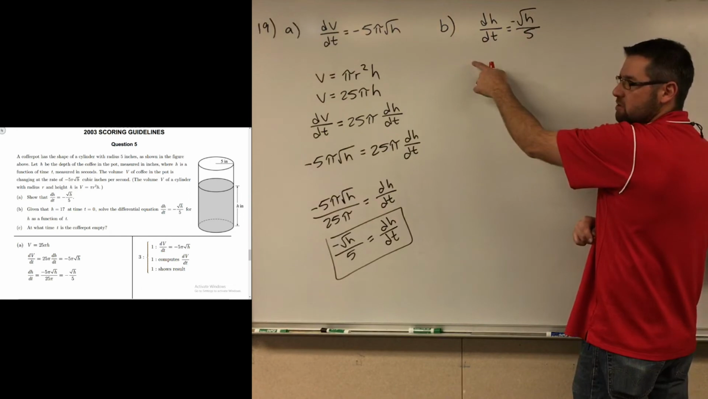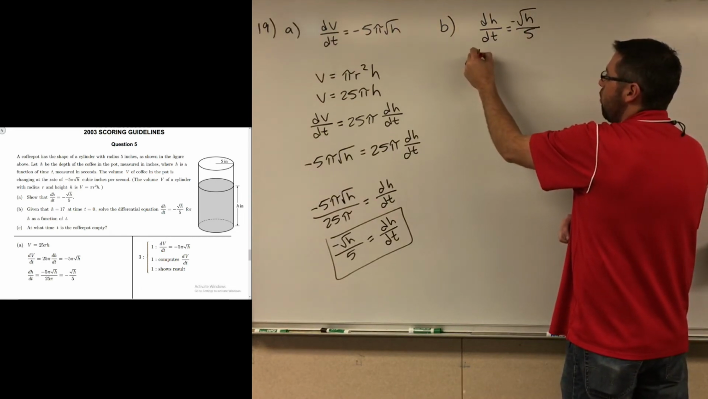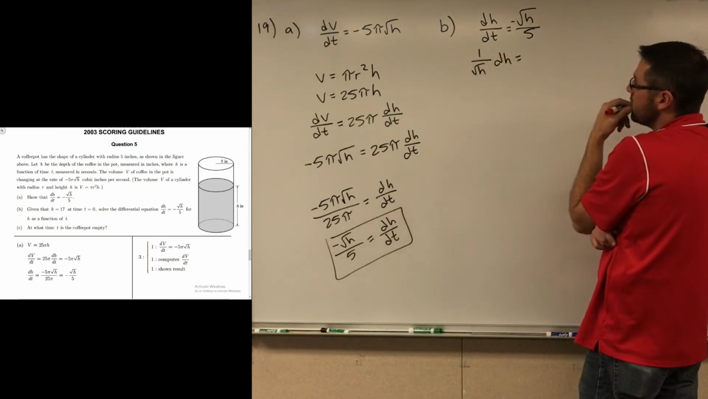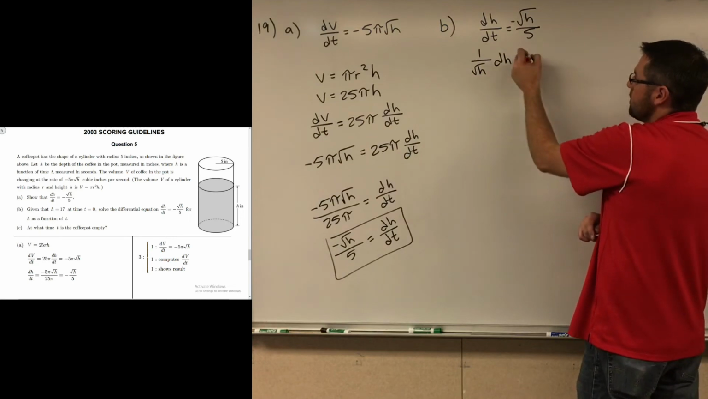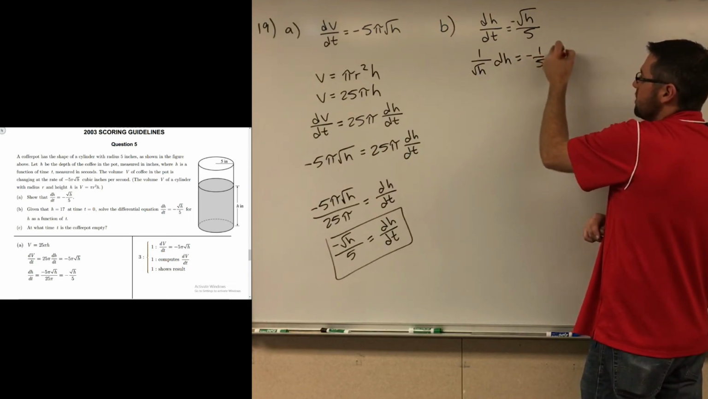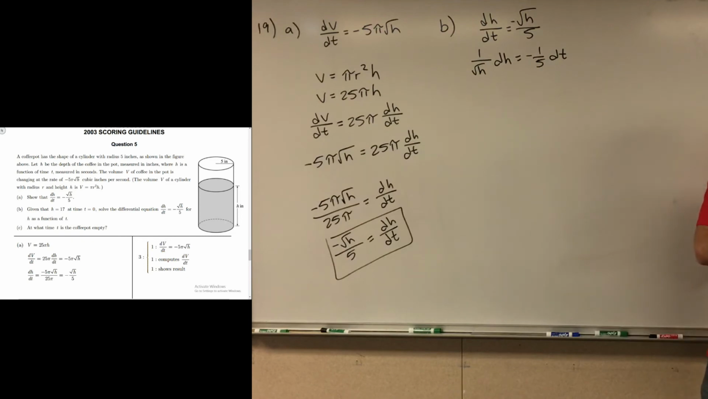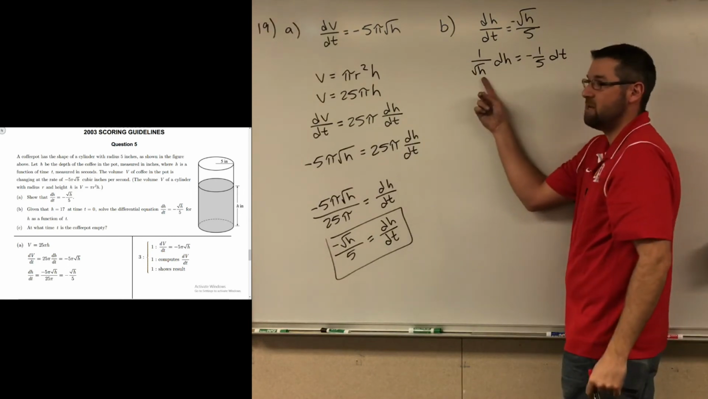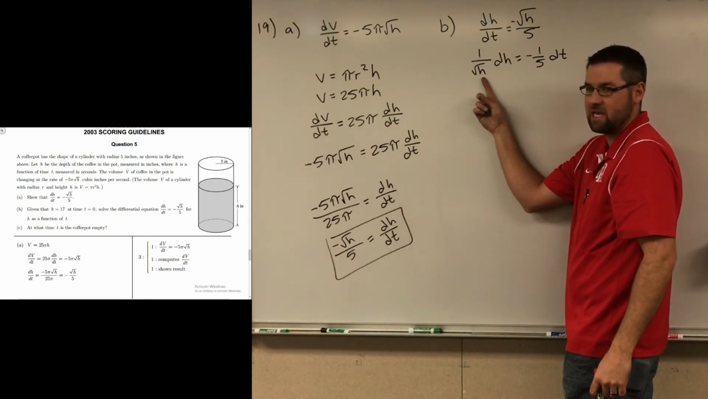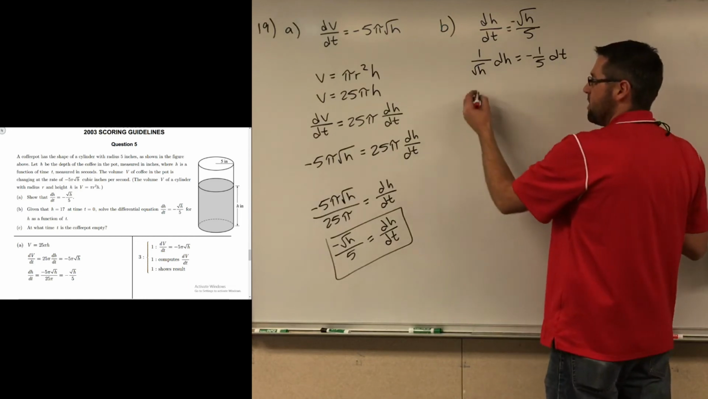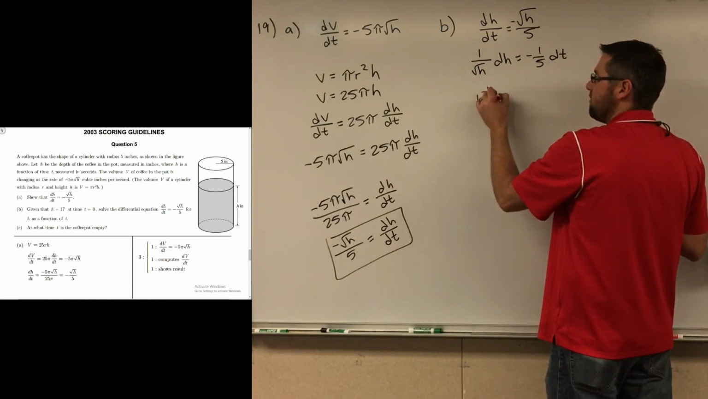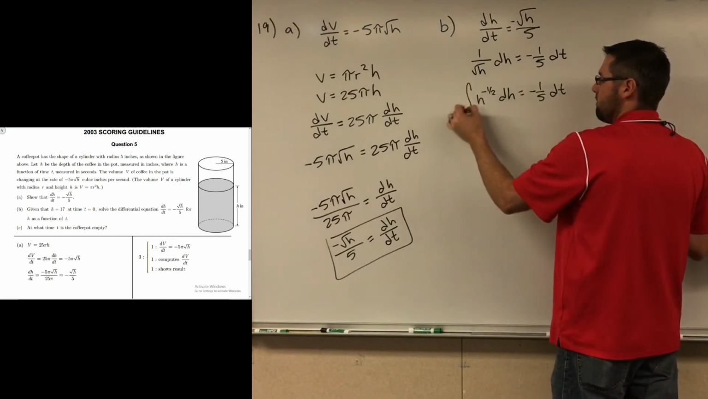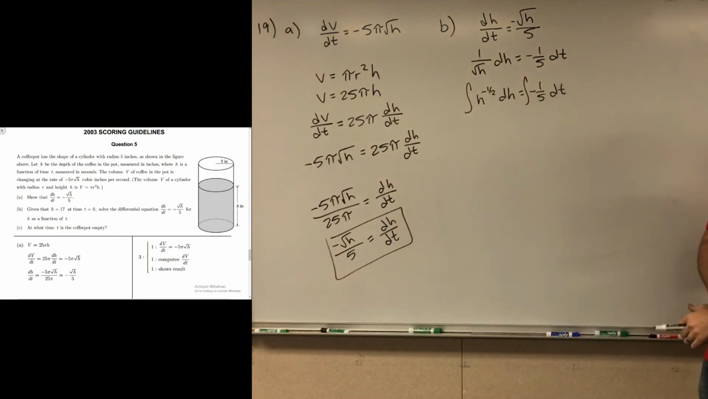We've got to get the h's over here. So this is going to be 1 over rad h dh equals what? Negative 1/5 dt. You guys okay with this? Now, before I go on, is this going to be natural log? No, because what's the exponent on this? 1/2. So I'm going to rewrite this as h to the negative 1/2 dh equals negative 1/5 dt. And then we'll integrate from there. You guys okay?